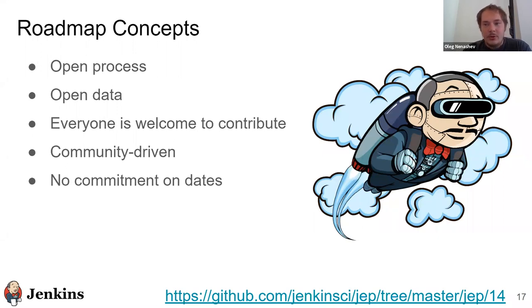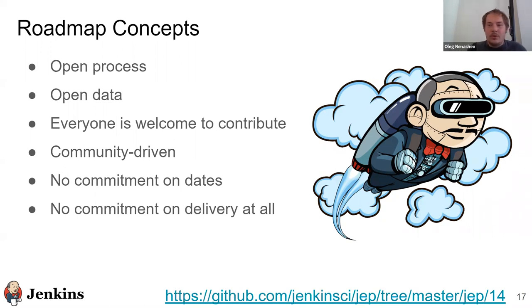At the same time, the roadmap is a community roadmap, so it means that there is no commitment on any basis. Basically, Jenkins contributors work on that. We make no commitment on delivery dates, or for the record, no commitment on delivery at all. At any time, if there is no contributor, then the initiative may die off.